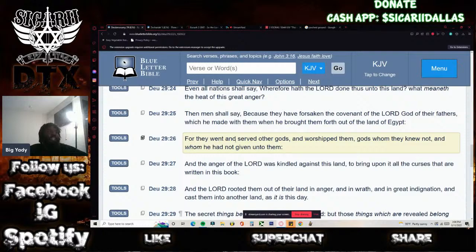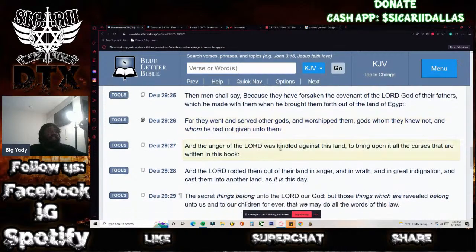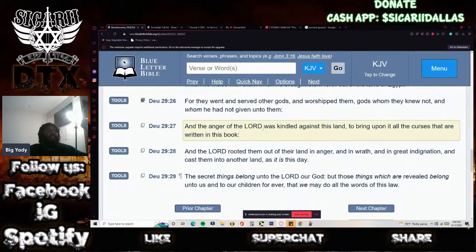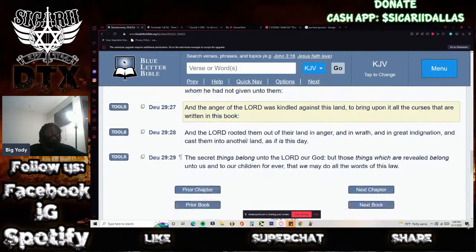It says, for they went and served other gods and worshipped them, gods whom they knew not, and whom he had not given unto them. And the anger of Yahweh was kindled against this land to bring upon it all the curses that are written in this book, like I said in Baruch chapter 2. And the Lord rooted them out of their land in anger and in wrath and in great indignation, and cast them into another land as it is this day.